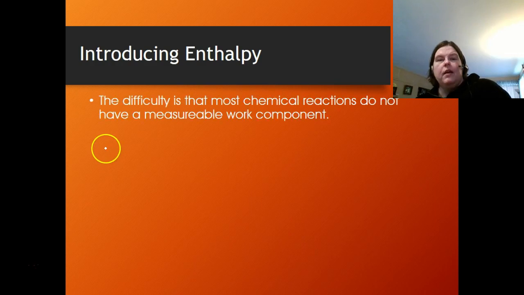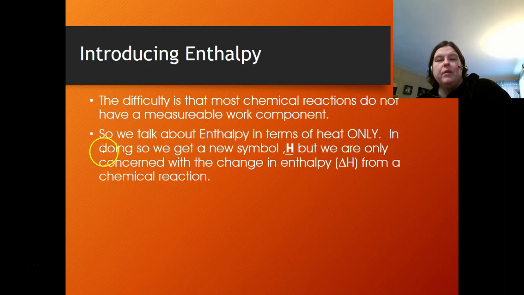Introducing enthalpy. The difficulty is that most chemical reactions don't have any measurable work. So how do we deal with that? We talk about something called enthalpy, and it's in terms of heat only. Heat is the only thing that we have. In doing so, we get this new symbol H. But we're only really concerned with change in enthalpy, or delta H, from a chemical reaction.